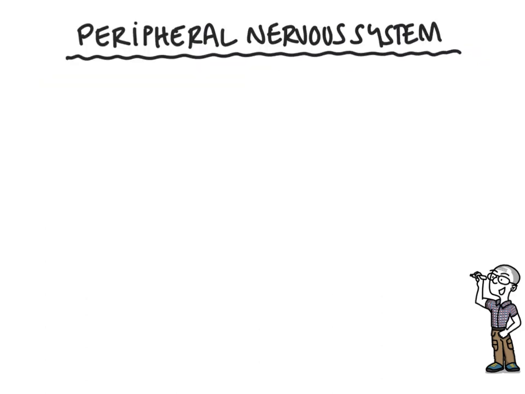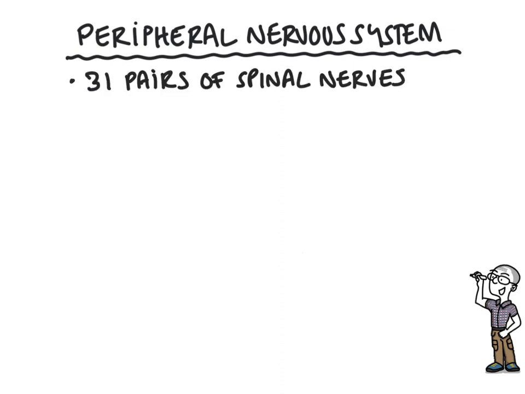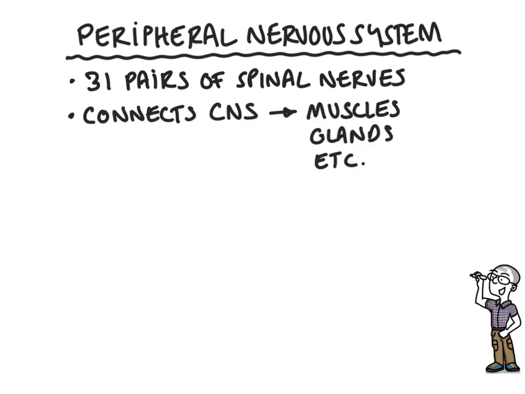The peripheral nervous system. Think of peripheral as meaning on the edge. This consists of the 31 pairs of spinal nerves that go from the spinal cord out to the rest of the body. Its main function is to connect the central nervous system to the muscles and organs. Remember, an organ is a self-contained part of the body which performs a specific function.